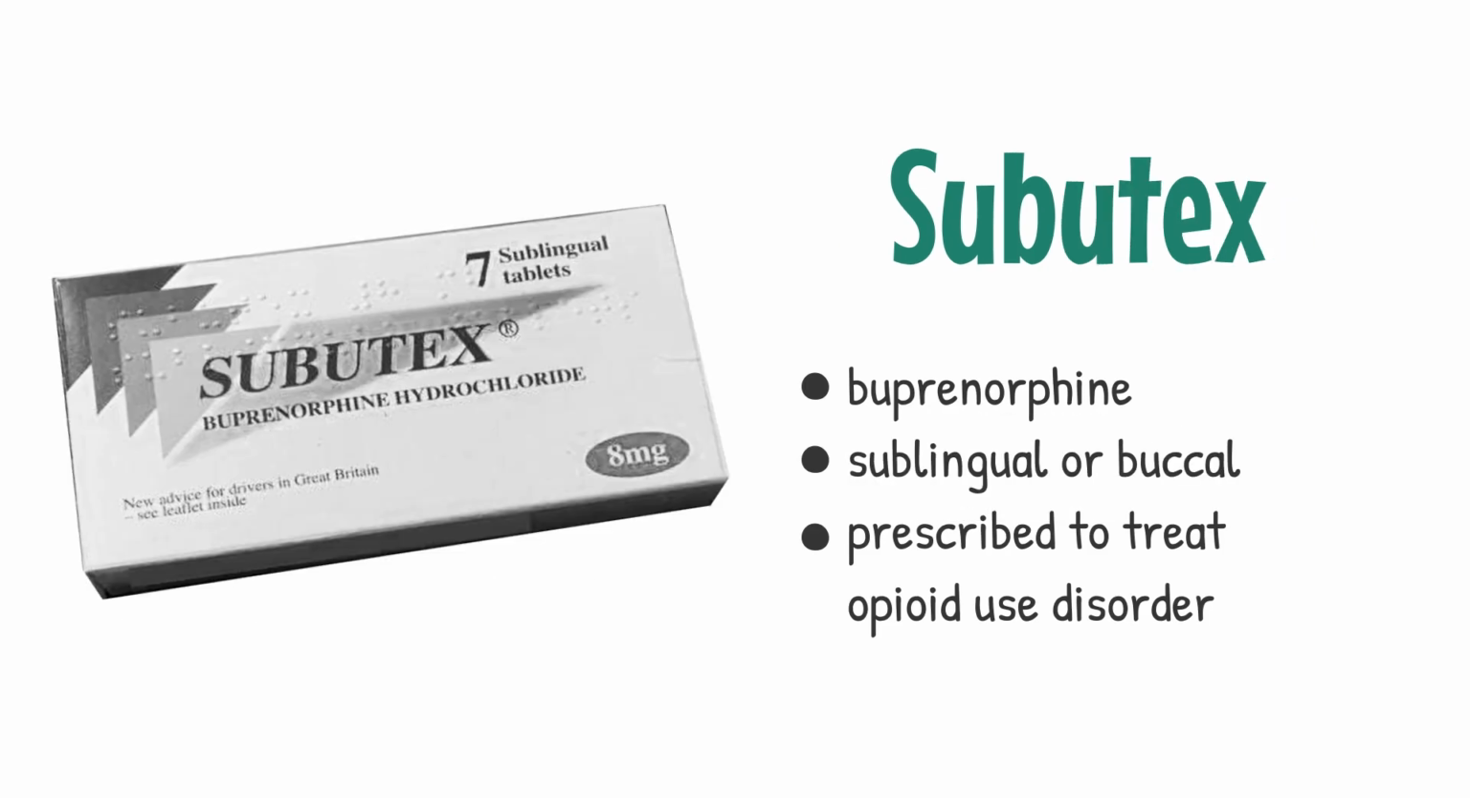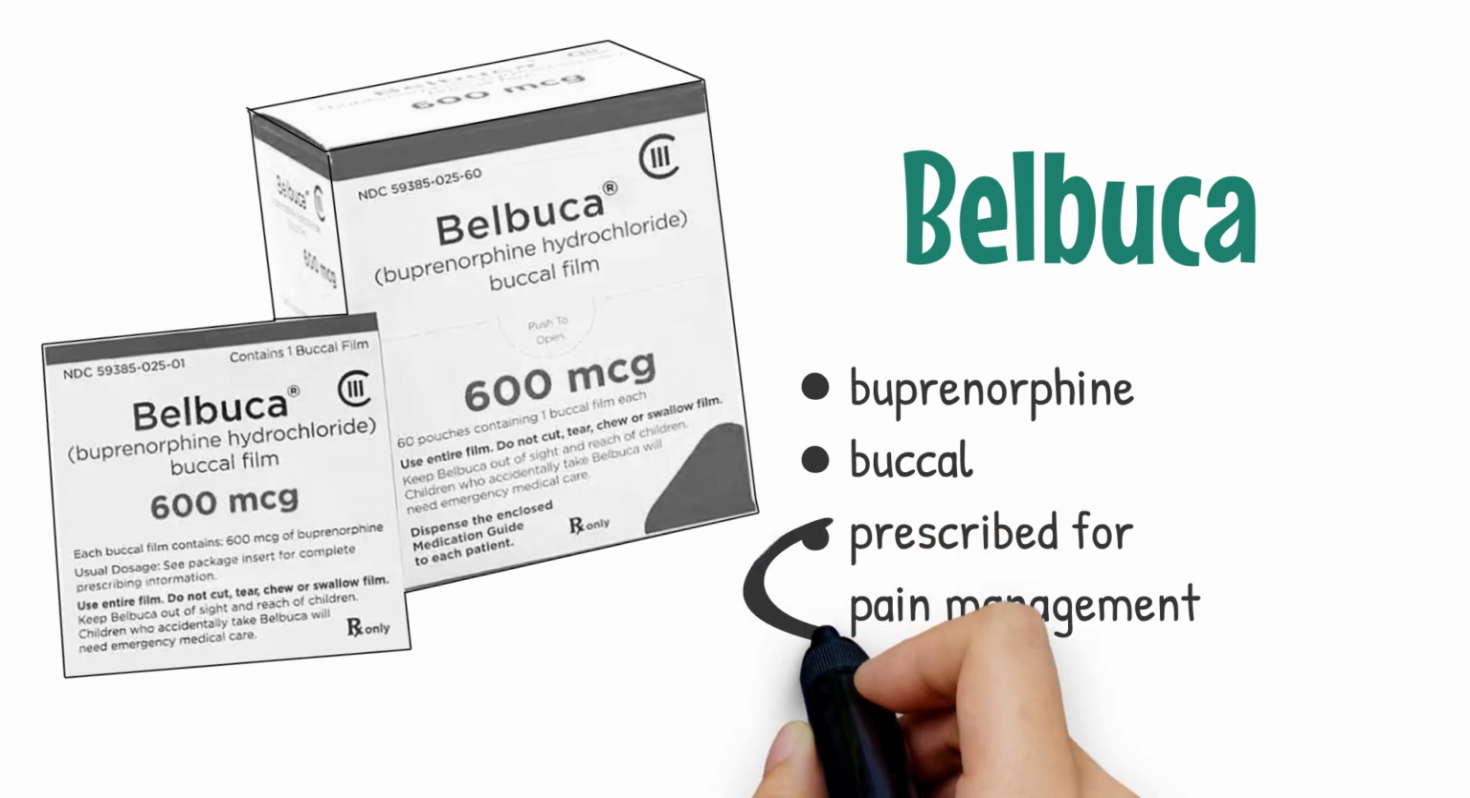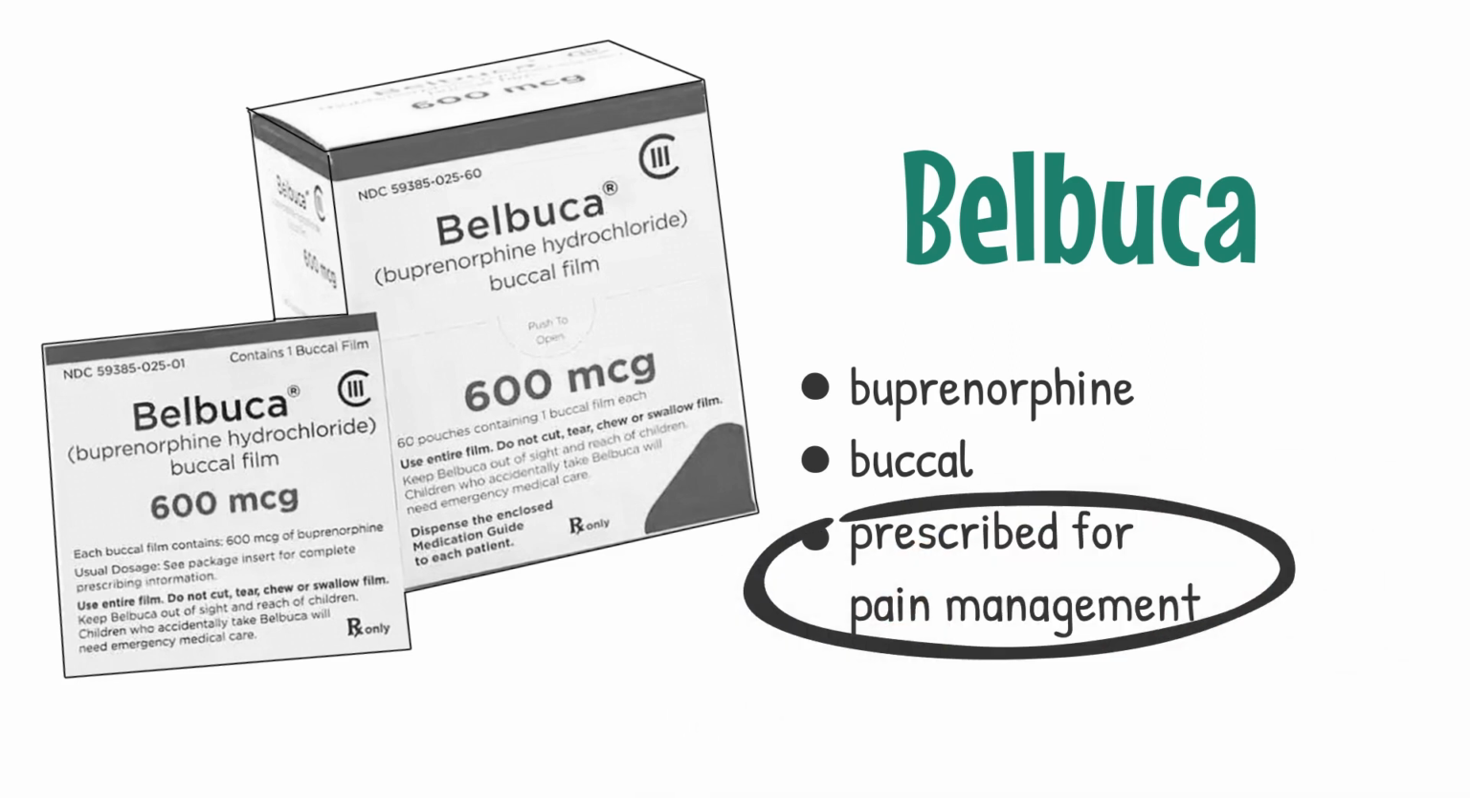Subutex is a sublingual buprenorphine tablet that does not contain naloxone. Because naloxone is considered a safeguard against misuse, many providers will only prescribe Subutex when a person is first inducting, rather than as part of their long-term treatment. Belbuca is a buprenorphine film that is dissolved against the cheek and is prescribed for pain management. It comes in lower doses than many of the other medications mentioned in this video. It does not contain naloxone and is not prescribed to treat opioid use disorder.